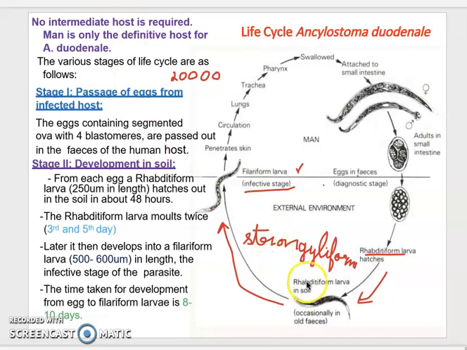So the rhabditiform larva gets converted into the feeding filariform larva, and this filariform larva undergoes a molt and gets converted into the non-feeding form called the strongyliform larva, or non-feeding filariform larva. It is a very active and infective stage. Usually it lives in the upper strata of the soil.